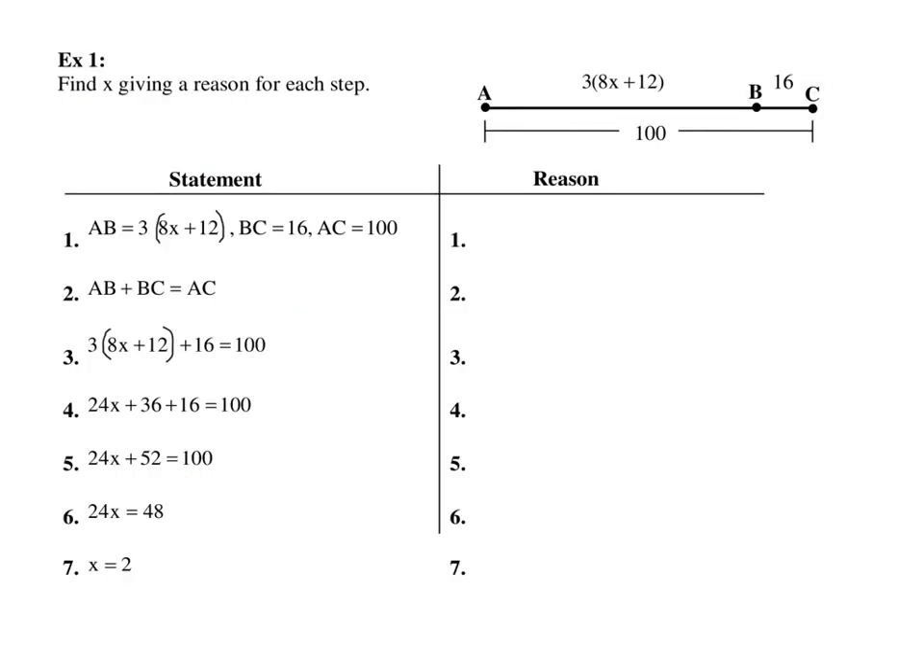Find x, giving a reason for each step. Okay, now take a close look at your yellow summary sheet. You're going to be using lots of the properties on there now to help you with these proofs. So, statement 1. Where did this information come from? Well, it simply came from the diagram. All right, so you would say the reason for making that statement is it was given to you.